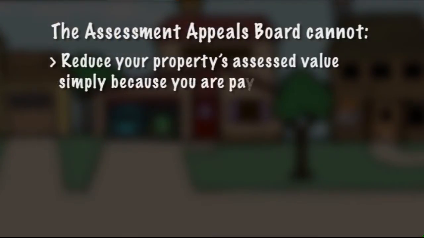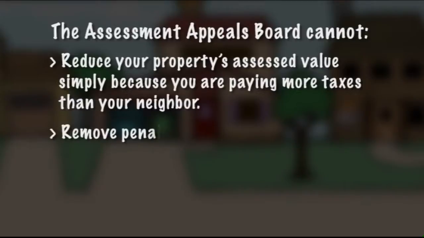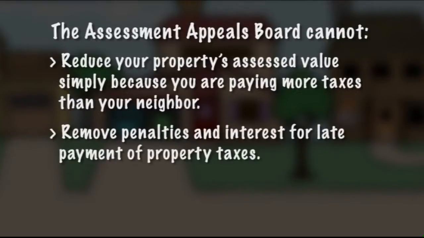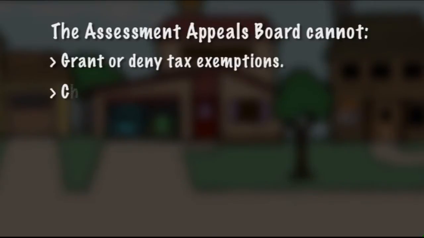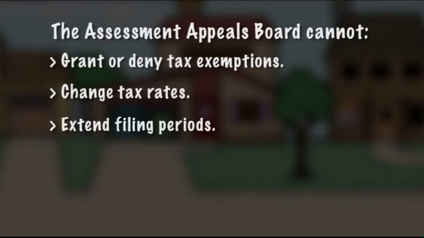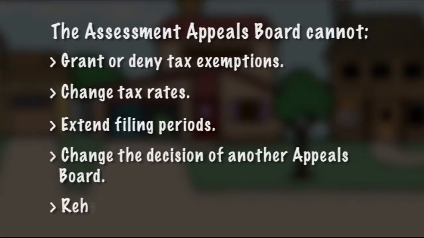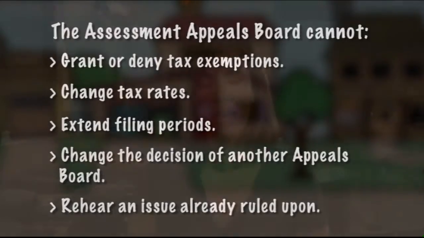It's important to understand that the appeals board can only lower or raise a property's assessed value, remove a penalty assessment, or reverse a change in ownership or new construction reassessment. The appeals board, however, cannot reduce your property's assessed value simply because you're paying more taxes than your neighbor, remove penalties and interest for late payment of property taxes, reduce your taxes due to your inability to pay, grant or deny tax exemptions, change tax rates, extend filing periods, change the decision of another appeals board, or rehear an issue already ruled upon. But let's talk more about the events that trigger your right to appeal your property tax assessment and describe what you can appeal.